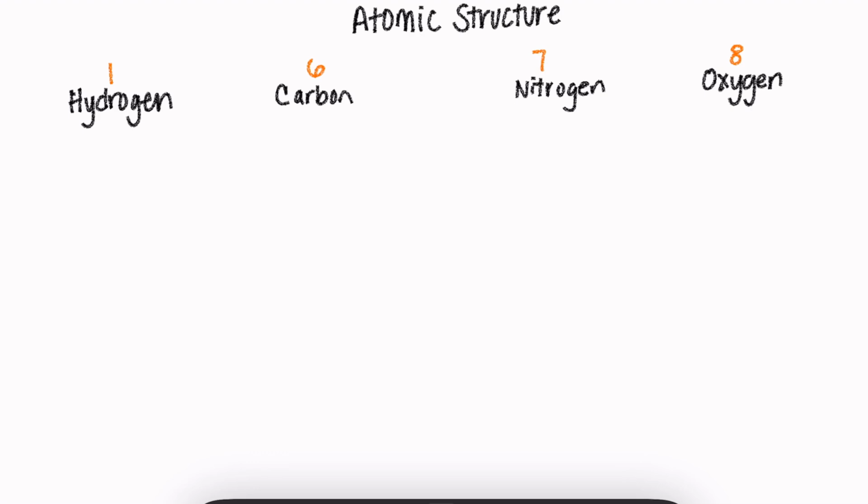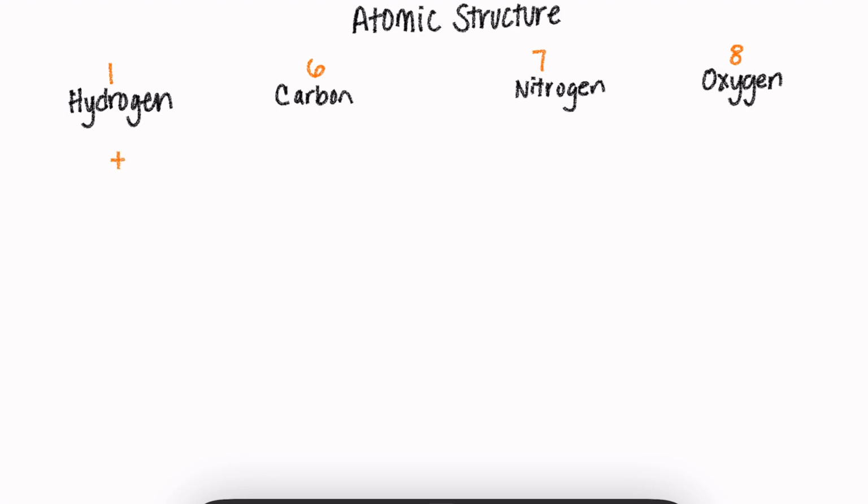Here I want to show you the atomic structure of CHON, those most important atoms and elements that are in our body that make up 96% of our body's mass. So I'm going to do 1, 6, 7, and 8. And the 1 represents the atomic number of hydrogen, the 6 carbon, the 7 nitrogen, and the 8 oxygen. And this is just going to help you get more confident with the differences between the atomic particles.